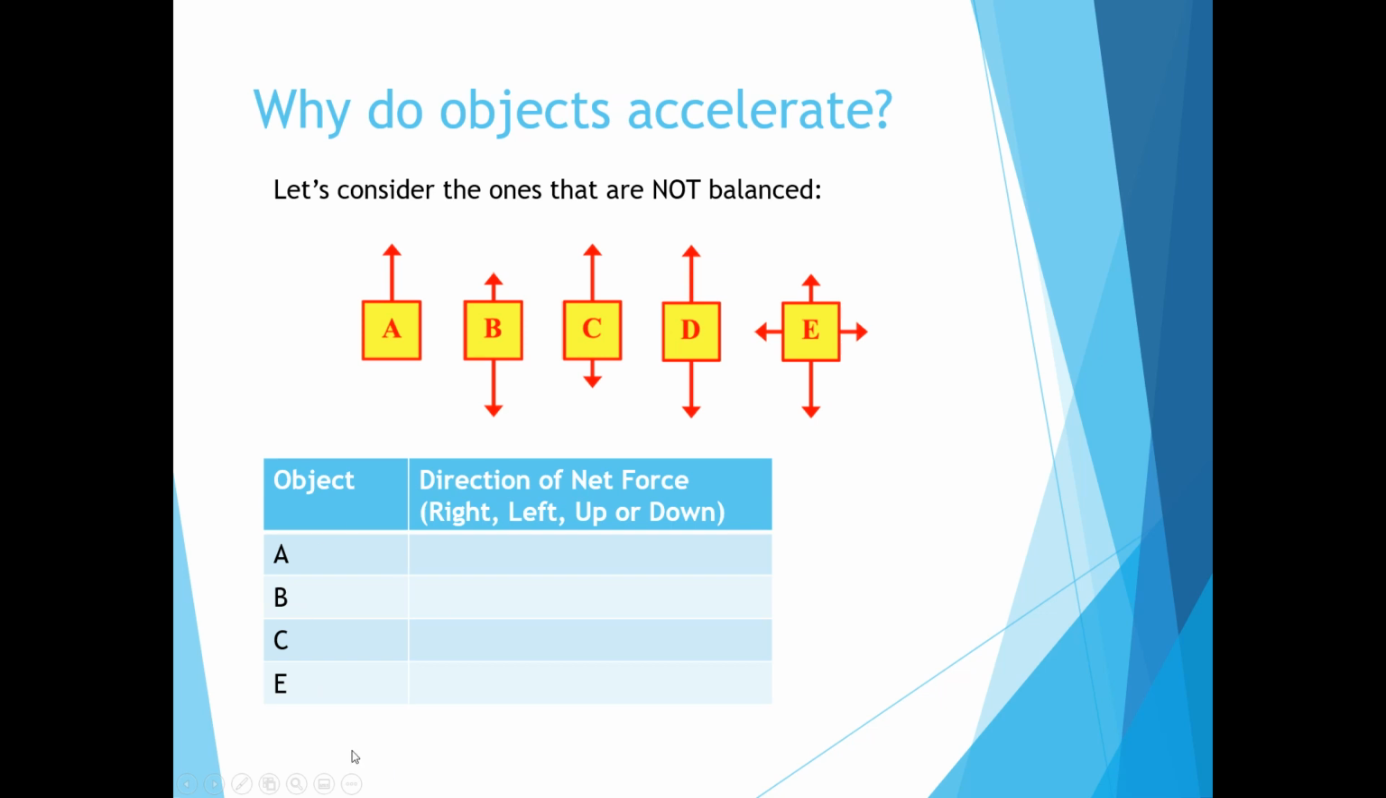So I'm only concluding these A, B, C, and E in your table since we've already determined that D is balanced, and so it must be at rest or at constant velocity. Now I wanted to think about the direction of the net force. In this case, we're just going to use right, left, up, or down. So for A, what direction is the net force? And what about B? And then C? And then E? So this is what I wrote. A was up, B was down, C was up, and E was down.